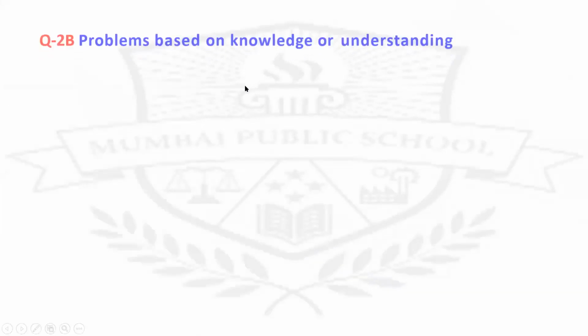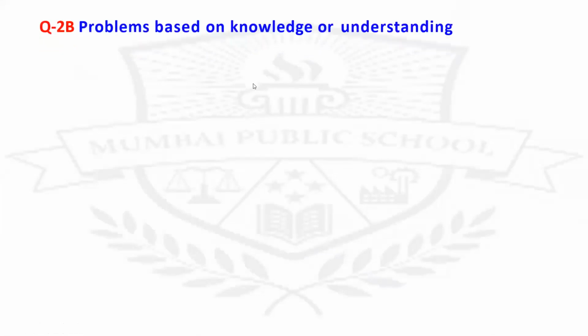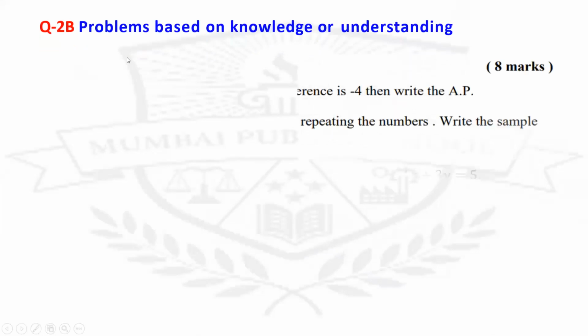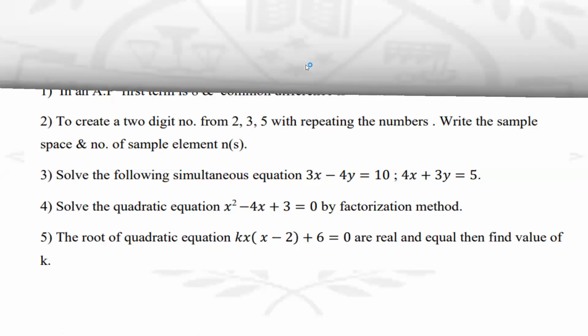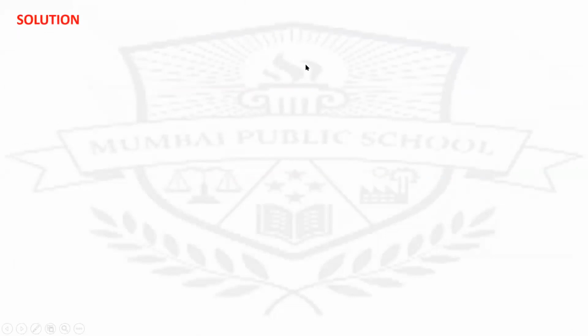Now here, question number 2B. These are the problems based on the knowledge or the understanding of the child. Check this question. Solve any 4. Understand? You've got 5 questions with you. Out of that 5, you have to solve 4. 8 marks. Sorry. Solution.